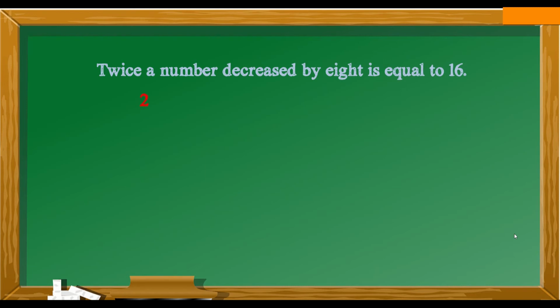Any letter will do. Let us use K as variable. We have here "decreased by." Decreased by means to subtract, so we will use the subtraction sign. And then we have here 8. We have "equal," so we will use the equal sign. And we have 16. So our equation is 2k minus 8 is equals to 16.